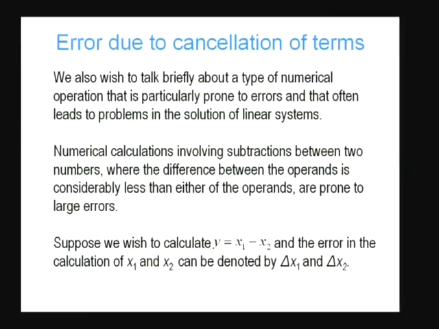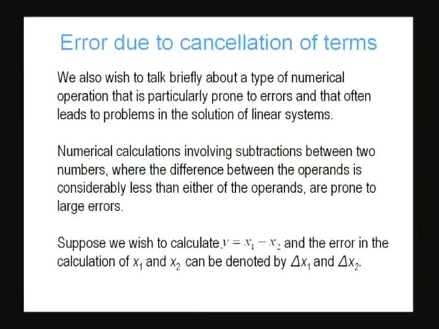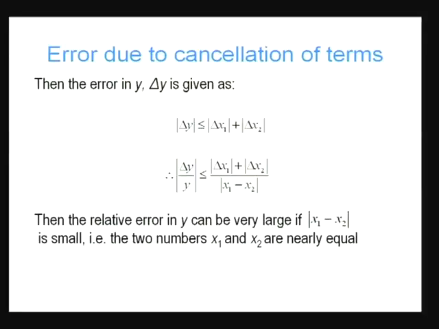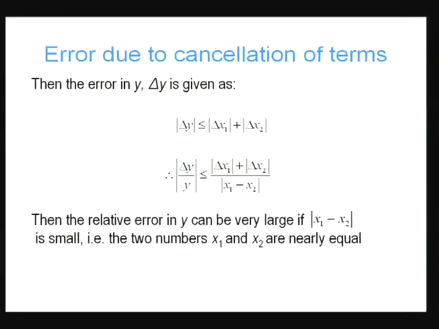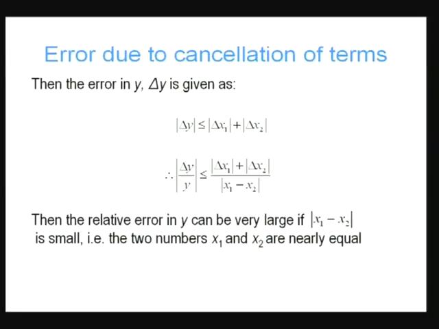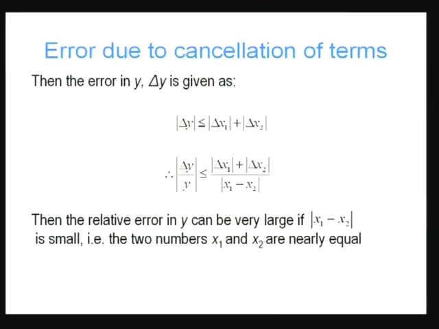Suppose we wish to calculate y is equal to x1 minus x2, and the errors in the calculation of x1 and x2 can be denoted by delta x1 and delta x2. That is, x1 and x2 are my independent variables, and I know the errors in x1 and x2, which are given by delta x1 and delta x2. Then the bound on the error delta y is: mod of delta y is less than or equal to mod of delta x1 plus mod of delta x2. We have seen this from our last lecture where we found the bounds on simple operations like subtraction.